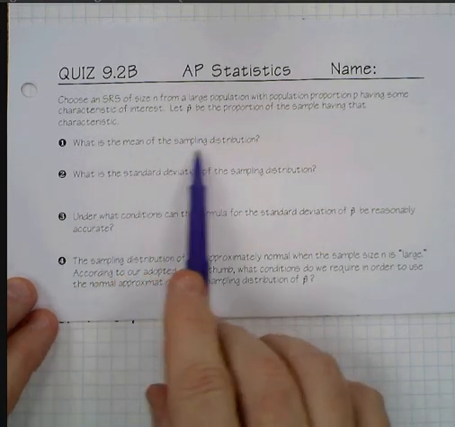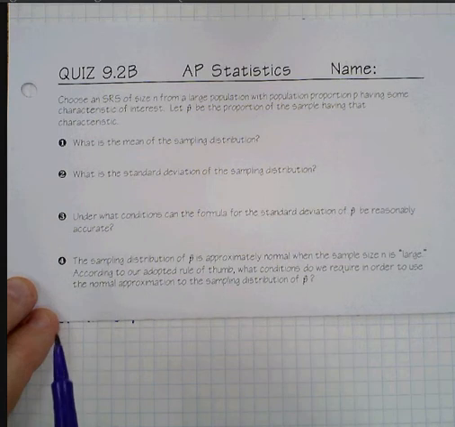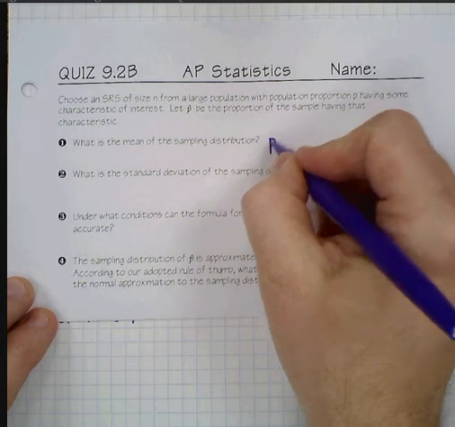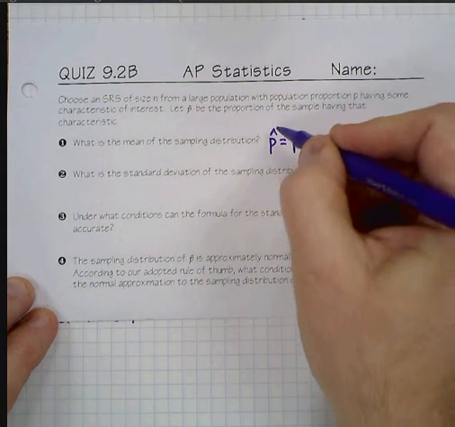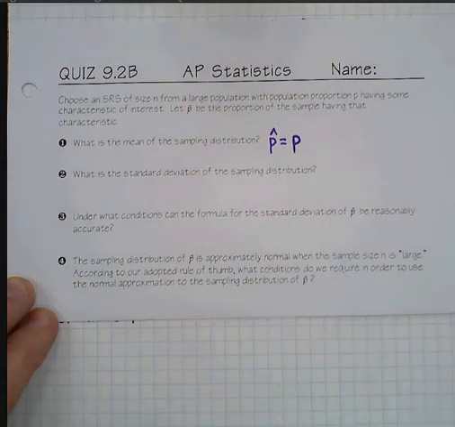What is the mean of the sampling distribution? The mean of the sampling distribution is considered p or p hat. So the mean of the sampling distribution is going to be p hat, but it's also going to have the same value as p.